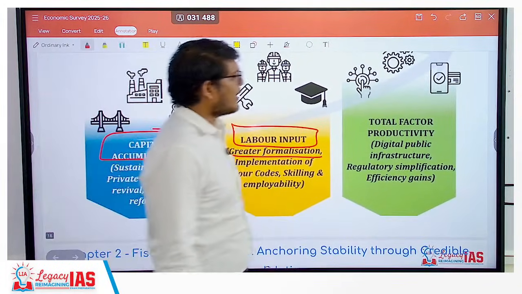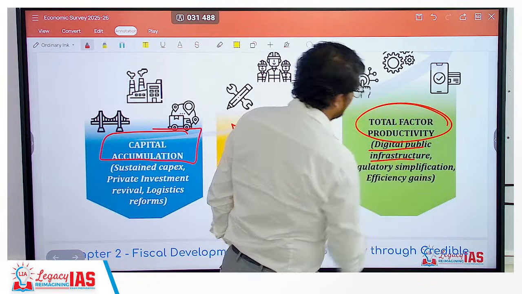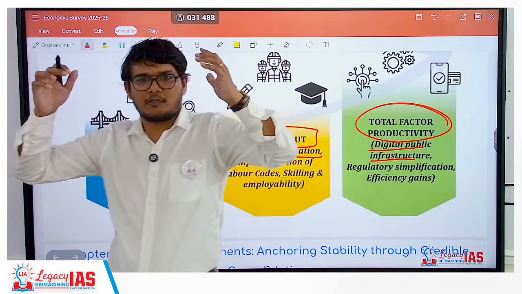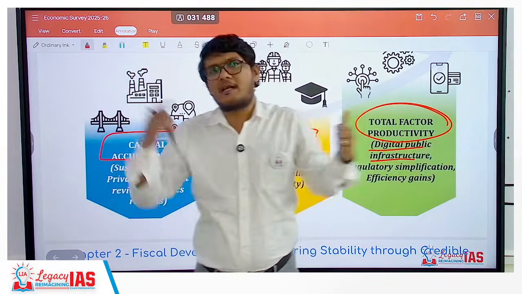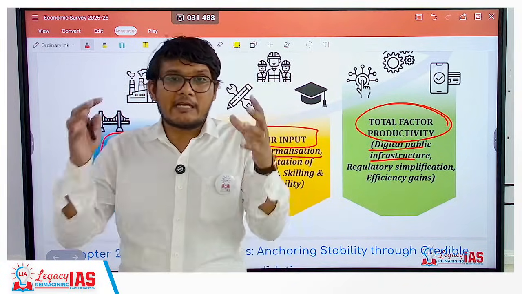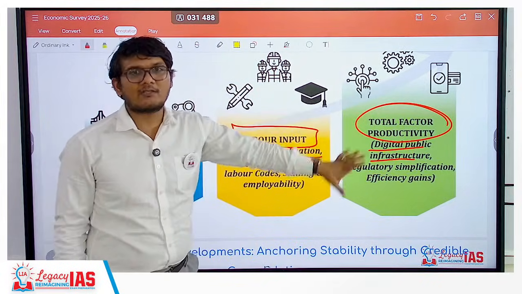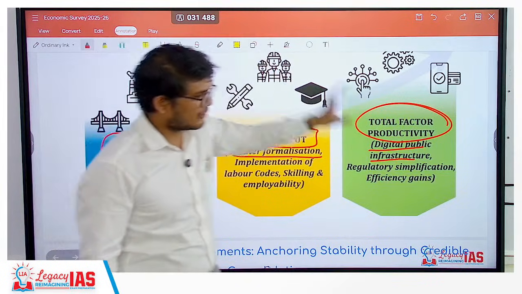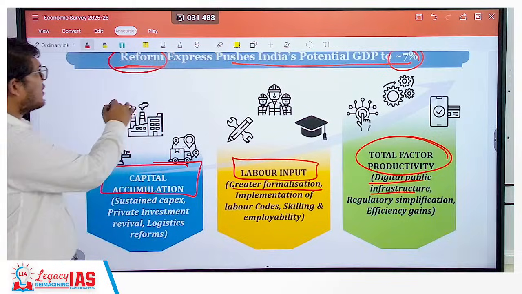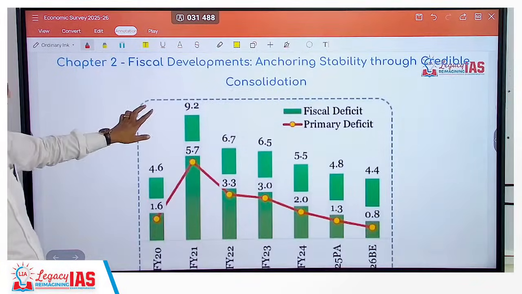And the total factor productivity. Now, what is this? The digital public infrastructure and other capital expenditure is leading to the development of infrastructure, be it digital infrastructure or physical infrastructure. When this infrastructure increases, what does infrastructure do? It helps you to earn more money tomorrow. So capital expenditure is emphasized, digital infrastructure is improving, as a result of which these reforms are contributing greatly to the economic growth. Right?